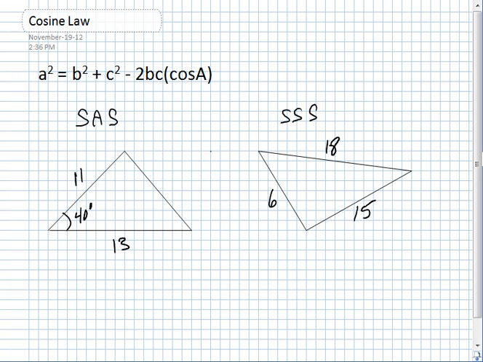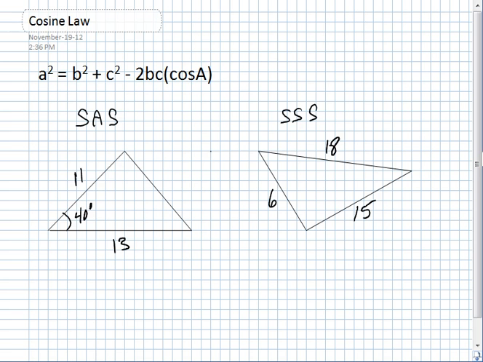That is where you know two sides and the angle between them. So in side angle side, the angle is like the meat in a sandwich. I know the sides on both sides of it. And in a side side side situation, you know all three sides but not one of the angles. And you can use cosine law for both of those.